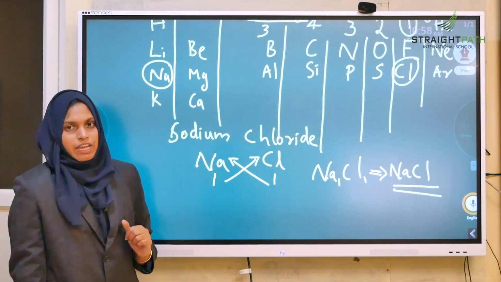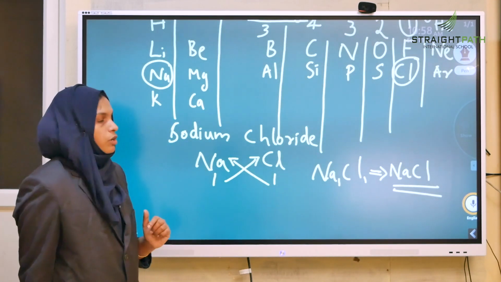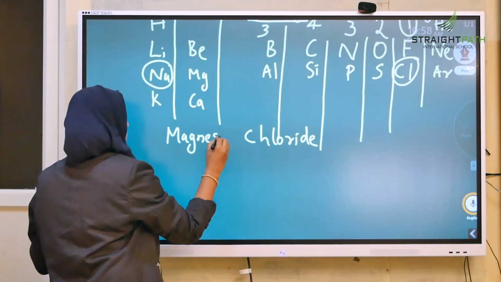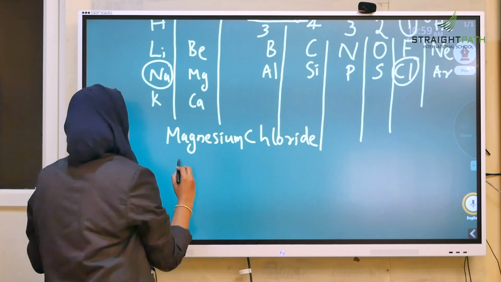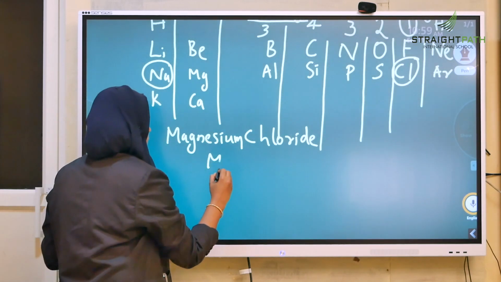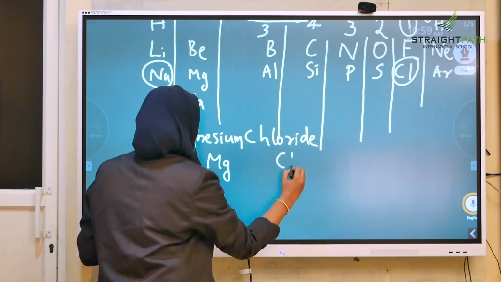Next, we can discuss another example, magnesium chloride. So how can we write magnesium chloride? Magnesium chloride. The symbols of the constituent ions present here are Mg and then chloride, Cl.